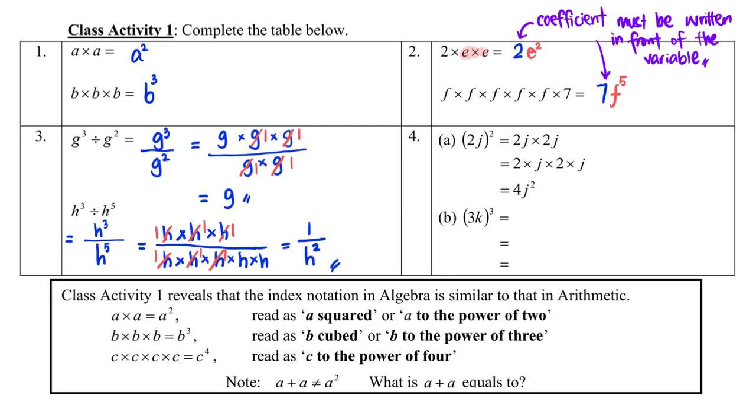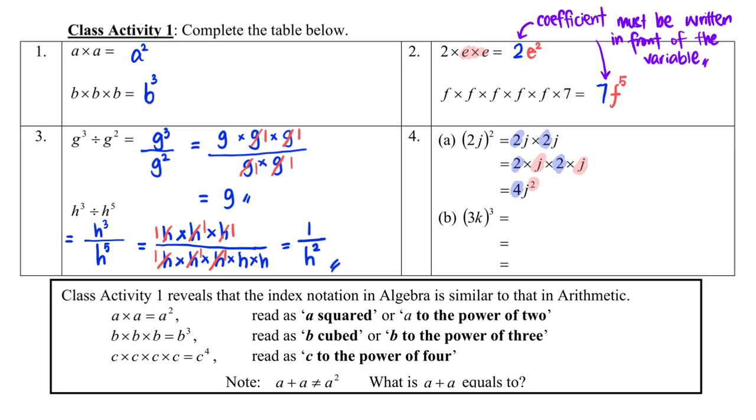Moving on to part A, what happens when we have a bracket power? For 2j bracket power 2, we are actually multiplying the bracket twice, 2j times 2j. And therefore you should see the 2 times 2 will give me 4, and the j times j will give me j power 2.